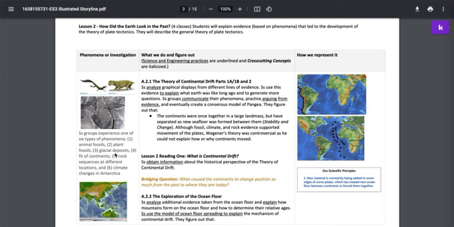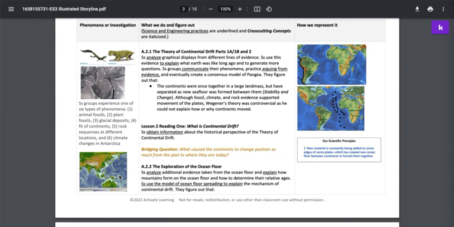2.1 is a jigsaw activity where some groups will get the jigsaw idea, the fact that the plates look like they fit together. Others will get fossil records, showing that there are fossils that are the same on both sides of the Atlantic Ocean. So there's a prehistoric animal that lived in both places. That's kind of unique. And rock deposits, rock sequences, all kinds of different things. Climate change in Antarctica: Antarctica has fossils of tropical plants in it, so it probably wasn't in the same place it is now.